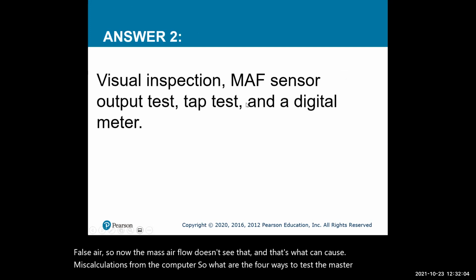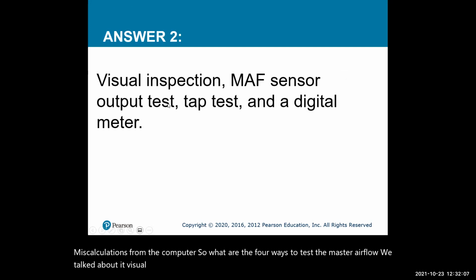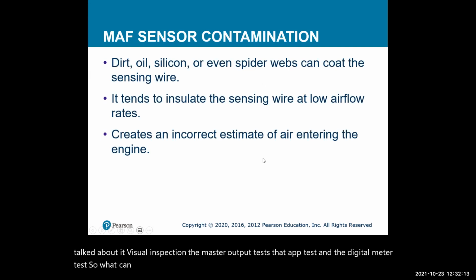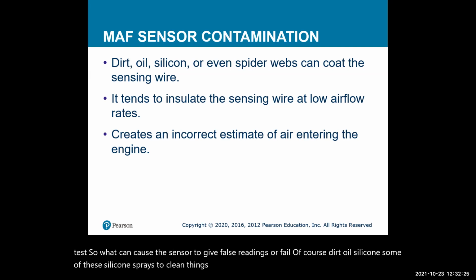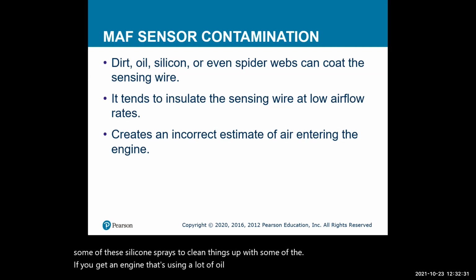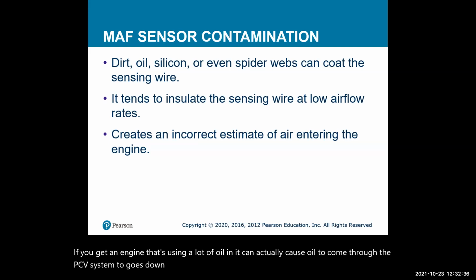So what are the four ways to test the mass airflow? We talked about it: visual inspection, the mass air output test, the tap test, and the digital meter test. So what can cause the sensor to give false readings or fail? Of course, dirt, oil, and silicone, such as some of these silicone sprays used to clean things up. If you get an engine that's using a lot of oil, it can actually cause oil to come through the PCV system and cause problems.